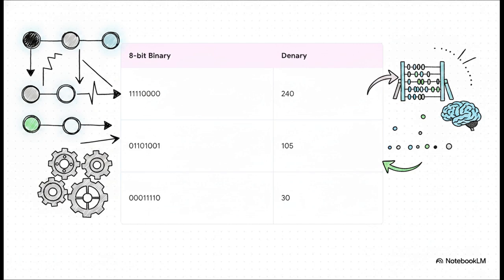When the computer processes the 8-bit binary string 11110000, it directly translates that into the number 240. A string like 01101001 becomes 105, and 00011110, that's exactly 30. It really highlights the sheer elegance of digital architecture. We're taking highly complex information and distilling it all the way down into incredibly simple on and off electrical states.